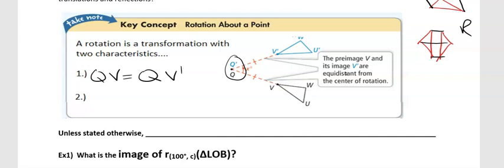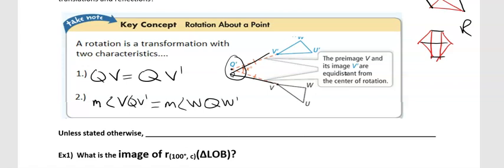The only other characteristic of a rotation is that the measure of the angle between, let's say, VQ and V prime has to equal the measure of what? Going from V to Q to V prime, if that was 60 degrees, what other angle would have to be 60 degrees? W to Q to W prime. So the angle between the other points would also have to be 60 degrees if the first one was 60 degrees.